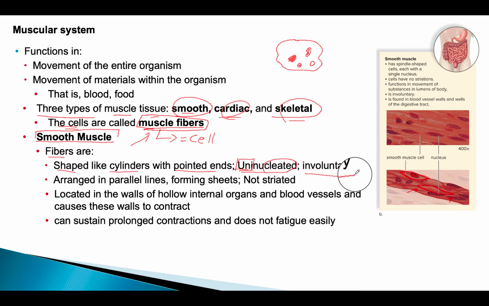And they are involuntary. So what do we mean by involuntary? We have no control over this. You just cannot control the smooth muscles. They are controlled by the autonomic nervous system, your ANS. So involuntary. Again, I'm emphasizing this because for one of the muscles that we're going to talk about later on, you have actual control over it.